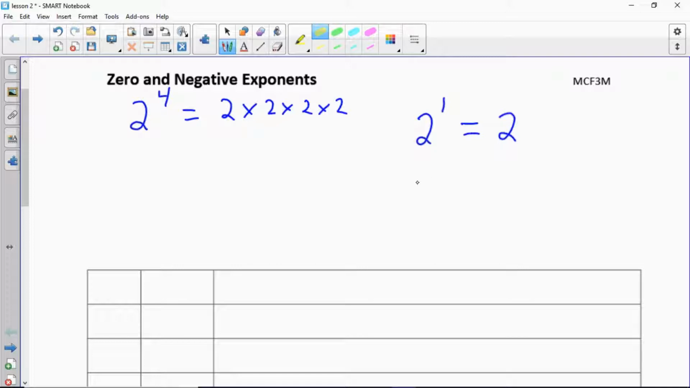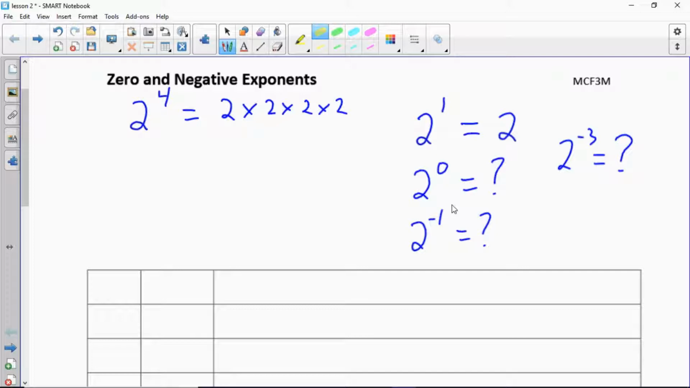But other questions might be, what about 2 to the power of 0? Is that something? Should that be something? Does that even make sense? How about 2 to the power of negative 1? Or even 2 to the power of negative 3? Is there such a thing as negative exponents? And if so, what do they mean?